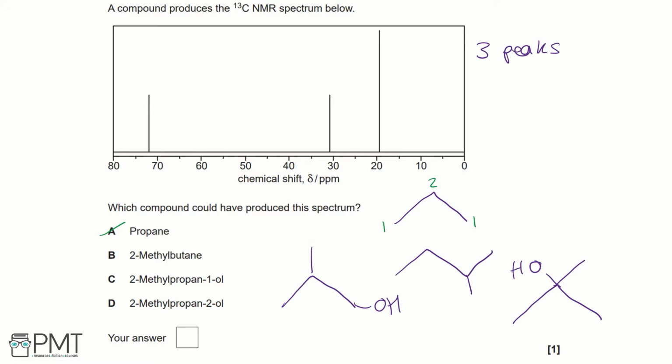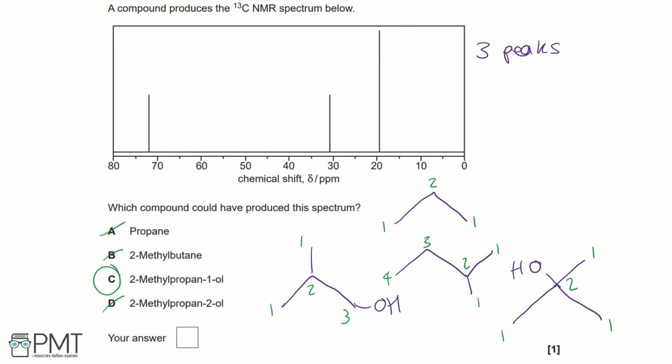So we can eliminate A as a possible answer because it doesn't match 3. Now looking at 2-methylbutane, well, we would expect 1, 2, 3, 4 peaks. So we can also eliminate this from our inquiries. Now looking at 2-methylpropan-1-ol, we would expect 1, 2, 3 peaks. So C, we're thinking, is our answer. But just to check, let's look at 2-methylpropan-2-ol. We would have 1, 2 peaks in a carbon-13 NMR spectrum. So we can also eliminate D.